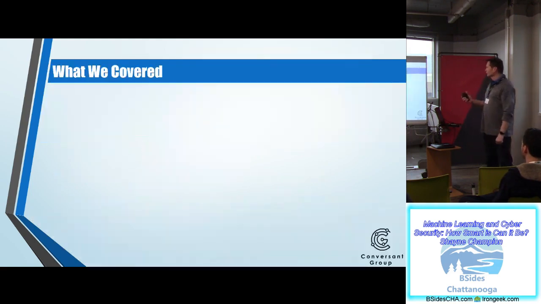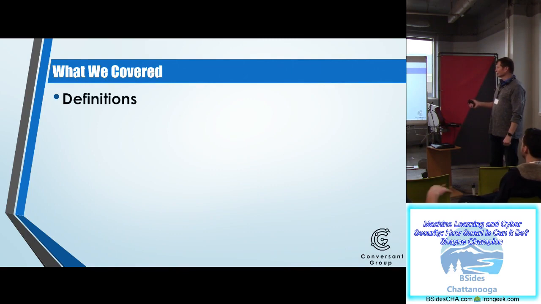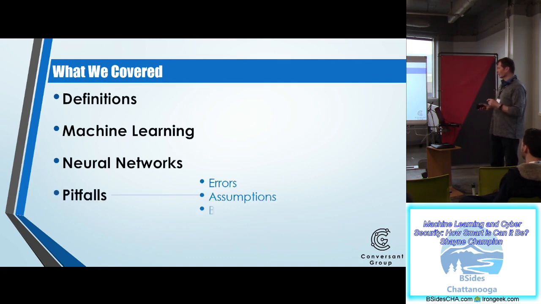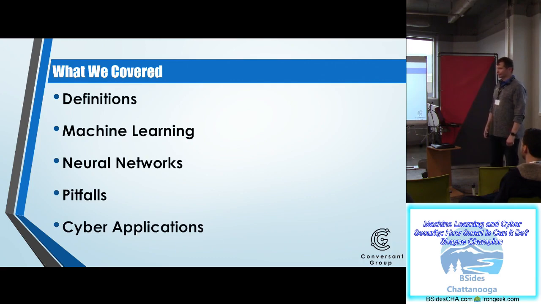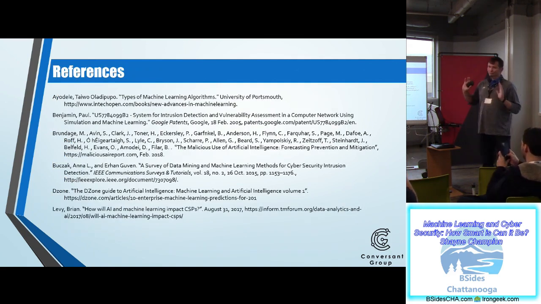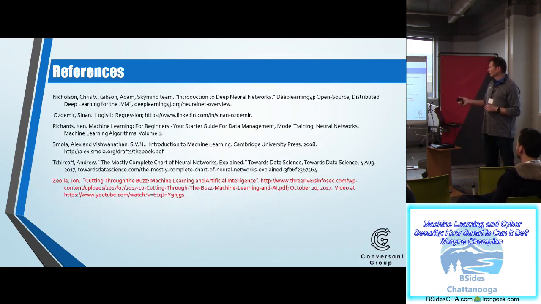So, what we took a look at is definitions, we looked at machine learning, the types and the methods used. We took a look through neural networks, we looked at some of the pitfalls, errors, assumptions, and biases, as well as how it can be used in cyber applications. Here are some of the resources and references that I used. So I have literally, guys, we'll post this stuff up. You don't have to take notes or whatever. I'll get this out as soon as we can.